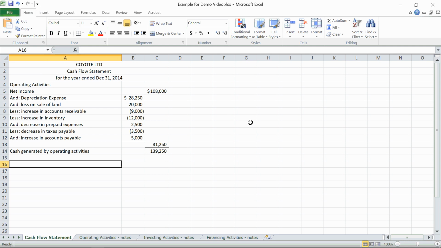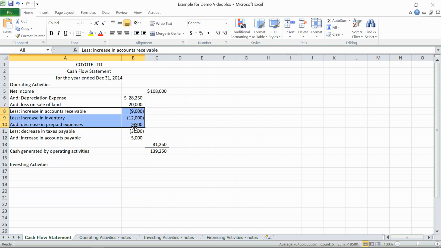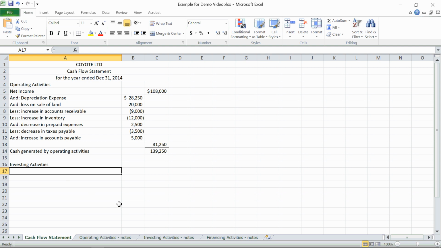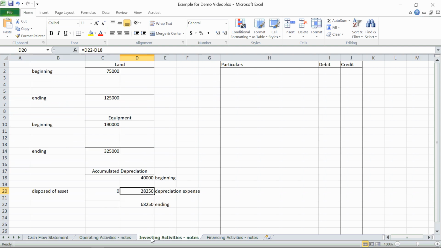So still working on P165A from page 721. I'm going to now move on to the investing activities section of the cash flow statement. This section is usually much shorter, but a little bit more difficult to think of what you need to do. So remember in the operating section, we looked at non-cash items and then changes in current assets and current liabilities. In the investing activities section, we're going to focus on cash flows related to long-term assets.